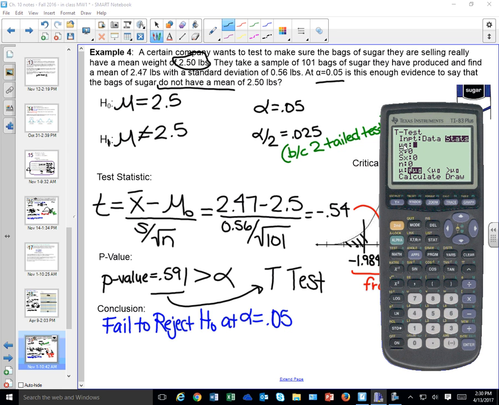Okay, the mean here from the null hypothesis is 2.5. X bar is 2.47. S is 0.56. And n is 101. We're going to do a not equal to test, right? And then we want to calculate.